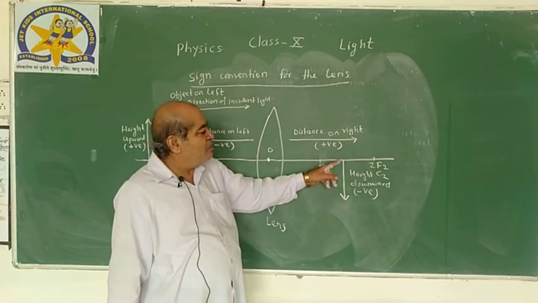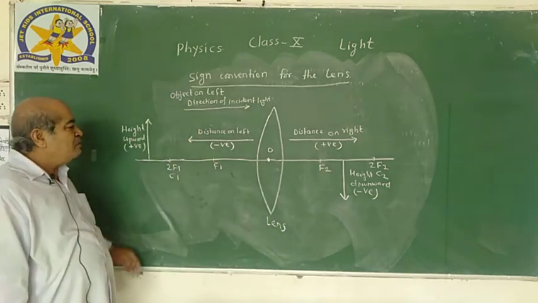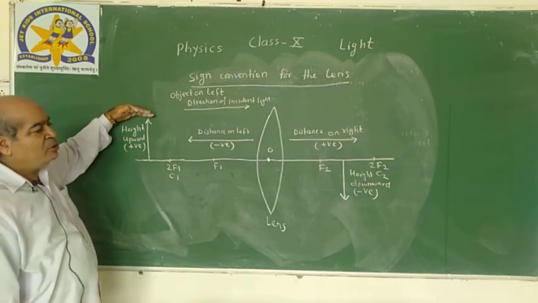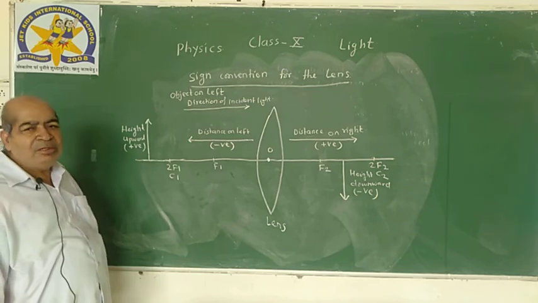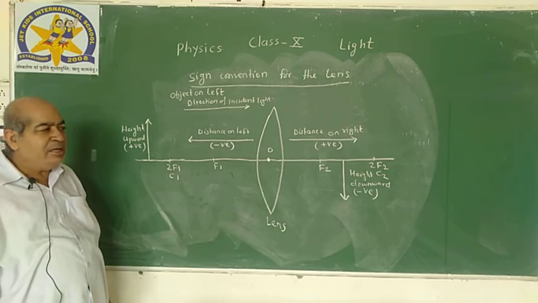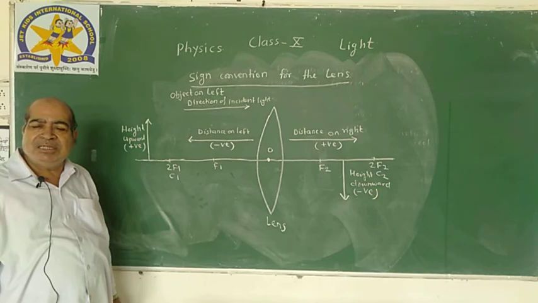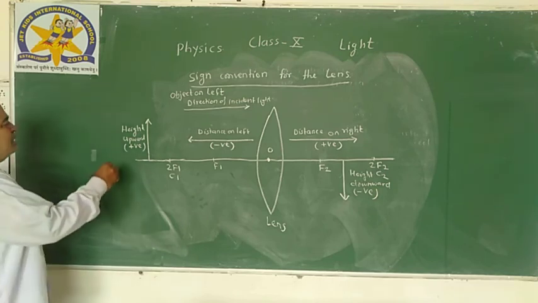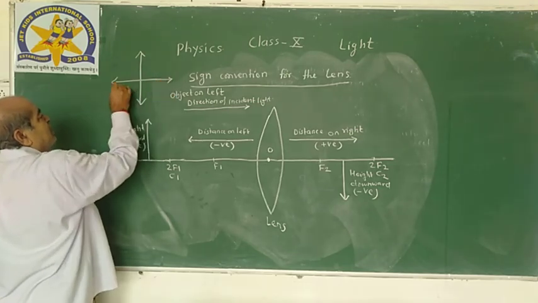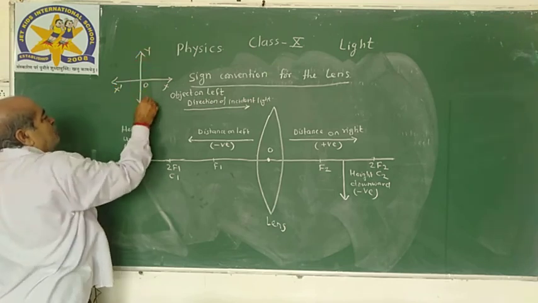So perpendicular to the principal axis, the height of the object above the principal axis is taken as positive, and the height of the object below the principal axis is taken as negative. It is similar to the Cartesian coordinate system in mathematics. In mathematics, we take XOX dash and YOY dash. This is then the x-axis and YOY dash.